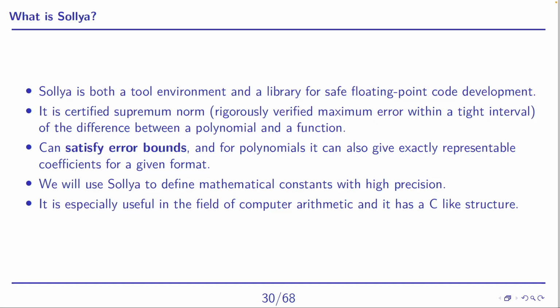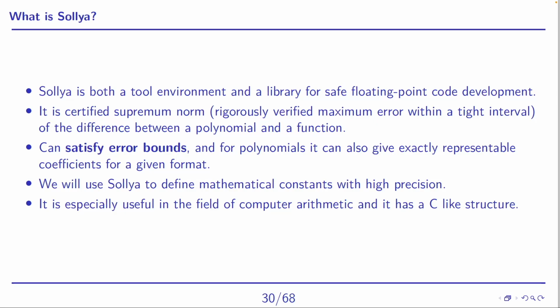The first one is a certified supremum norm. And to explain what a certified supremum norm is, think about my approximation and think about the actual function. The certified supremum norm means that I can construct a very tight interval between my polynomial approximation and the actual function.